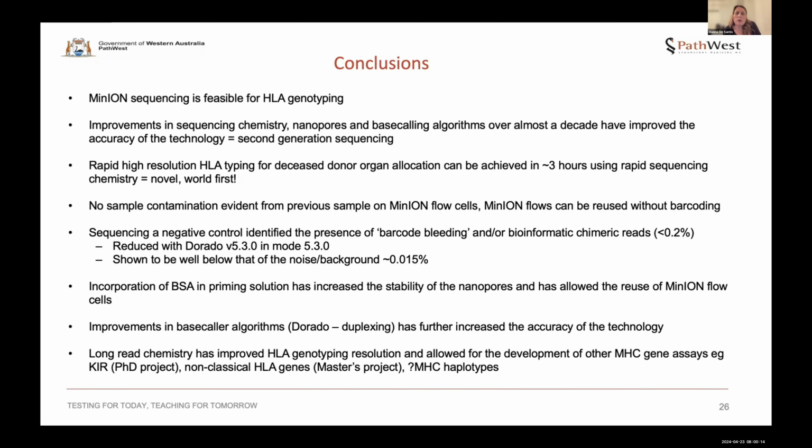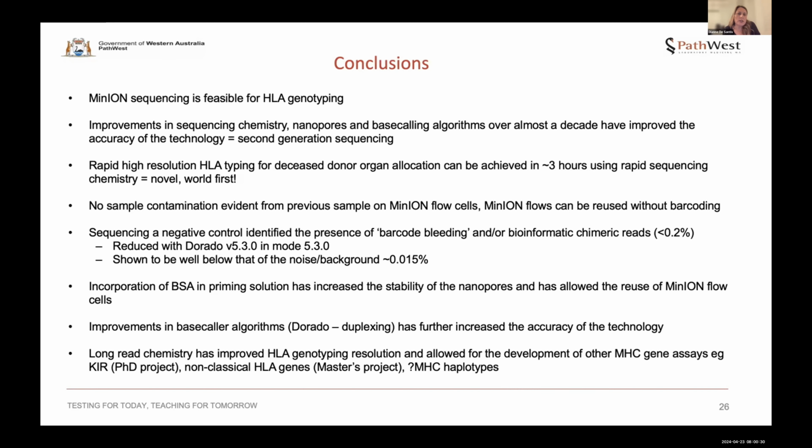We see no sample contamination when we reuse our flow cells, and we can use the flow cells without barcoding if required. Sequencing a negative control does identify the presence of barcode bleeding or bioinformatic chimeric reads, so that's something just to keep note of.